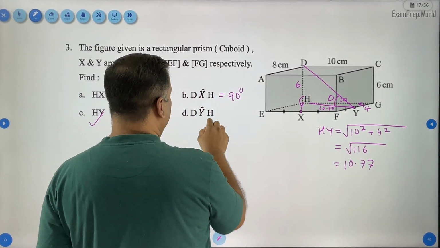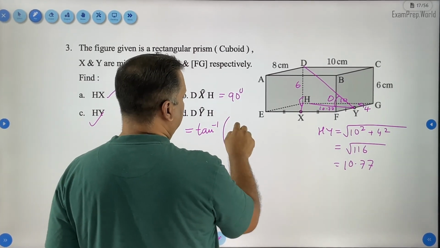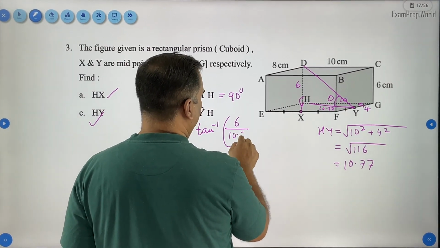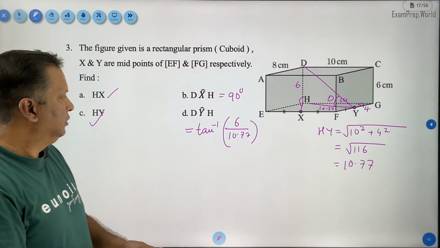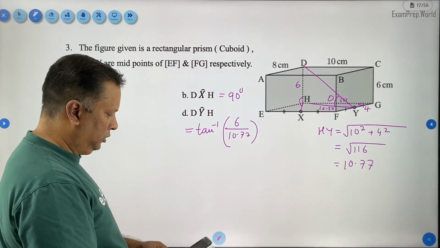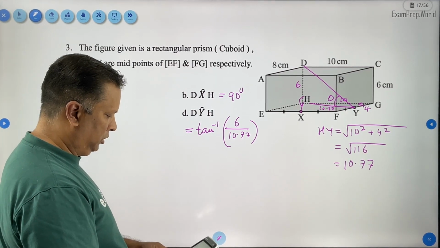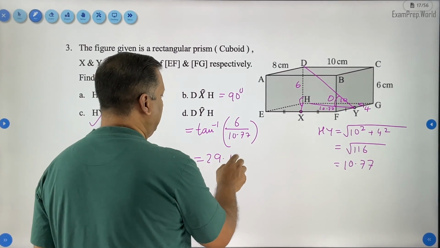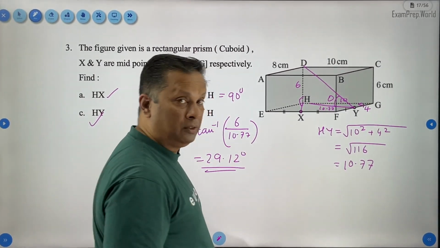So what we can do is theta equals tan inverse of opposite over adjacent, 10.77. This will accurately give you your angle DYH. Okay, let's do that. Shift to tan inverse of 6 divided by 10.77. That gives 29.12 degrees, and that should be your answer.